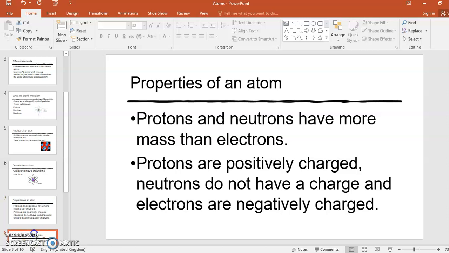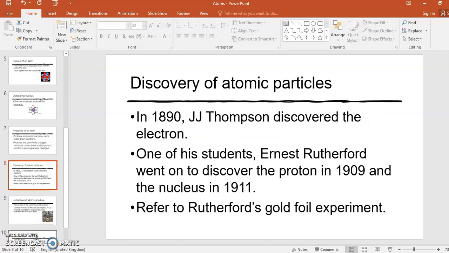Now see, after this, discovery of atomic particles. This we have to look at on pages 60 and 61. There is a text about the discoveries of atomic particles. In 1890, J.J. Thomson discovered the electron. So the first discovery was the discovery of the electron.